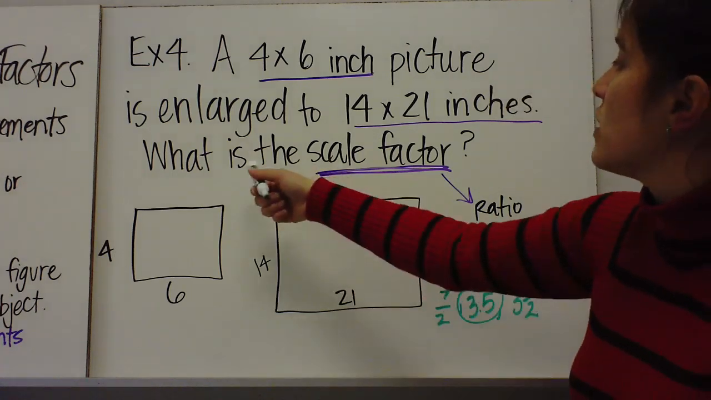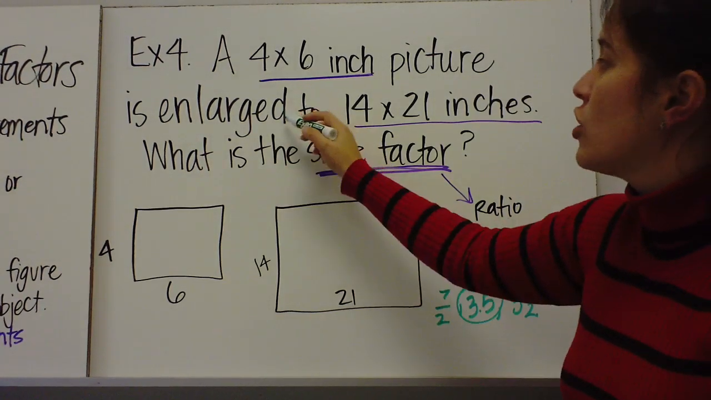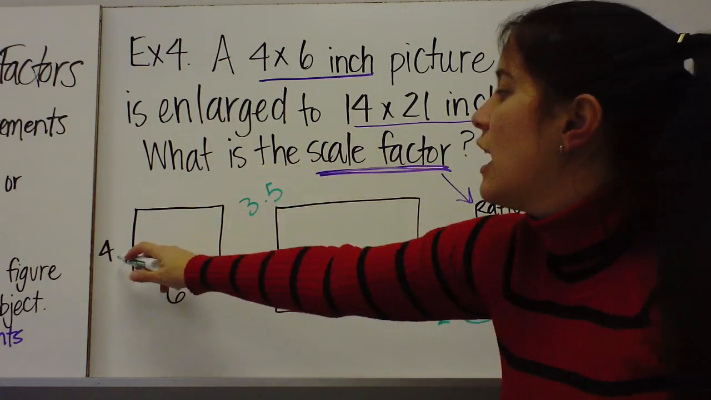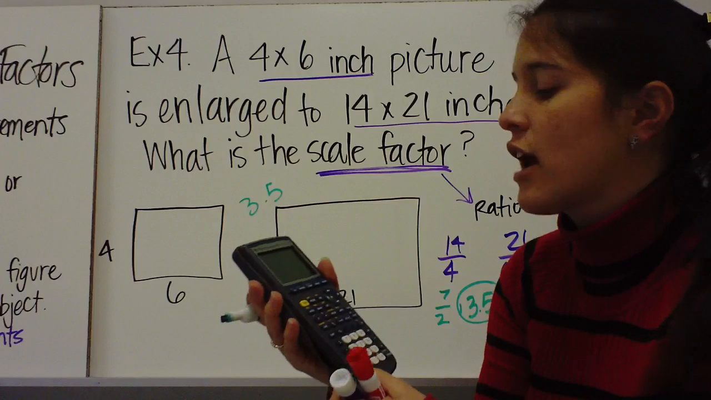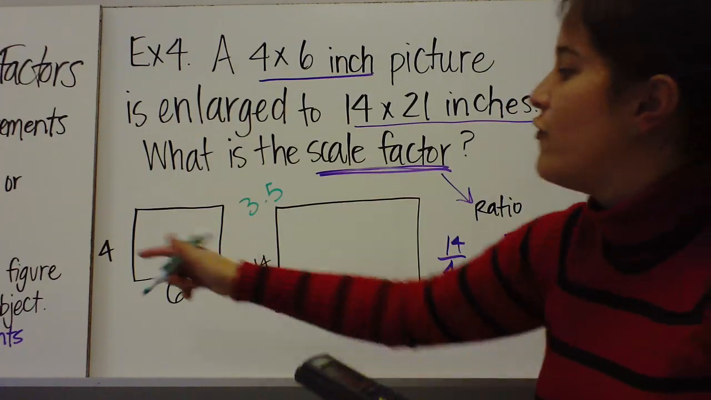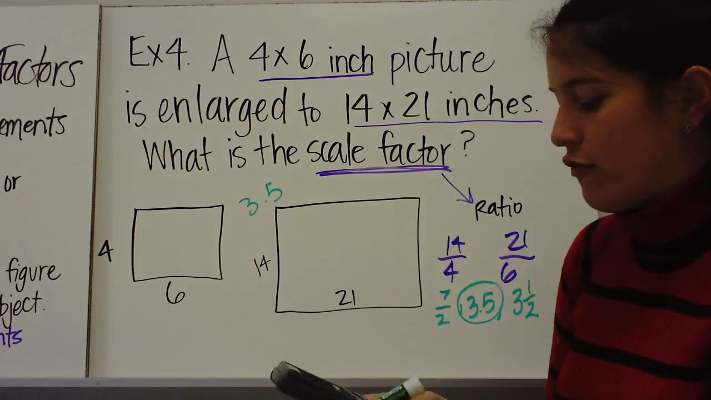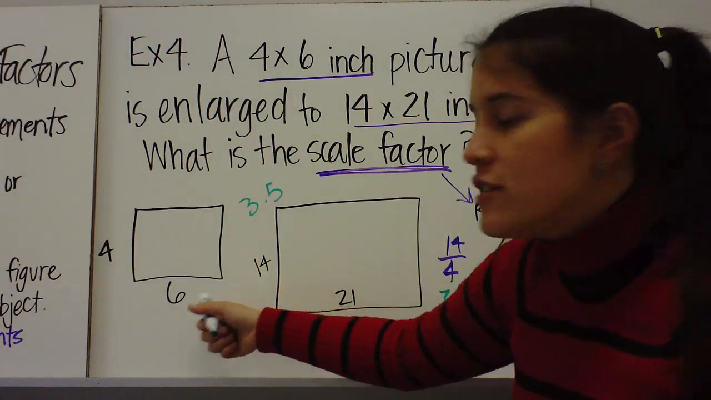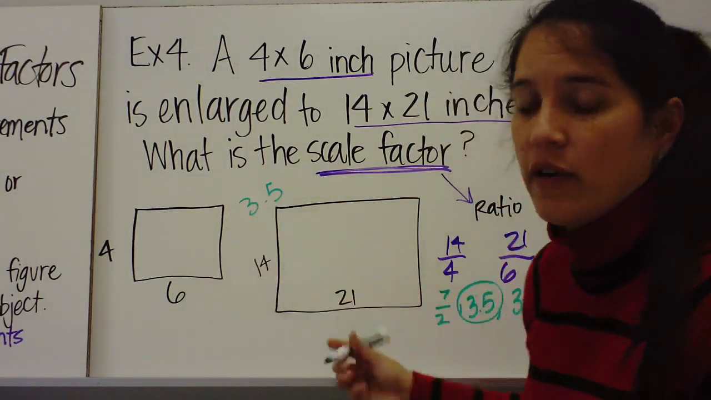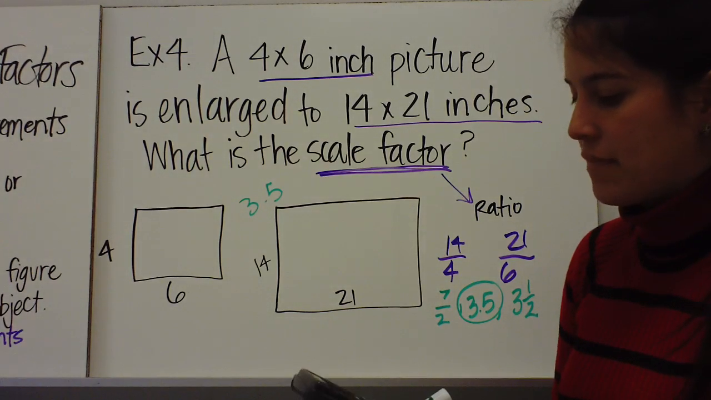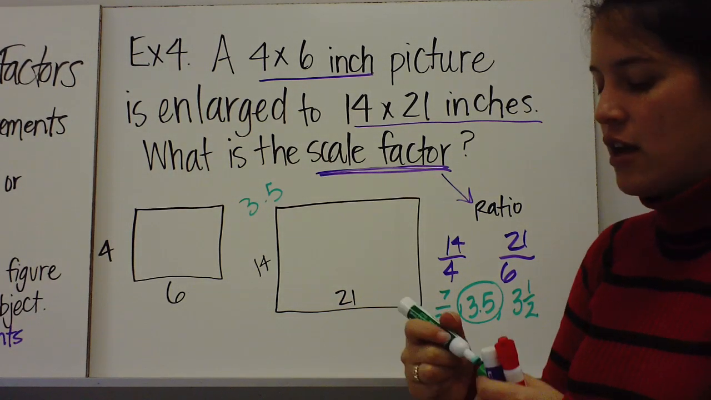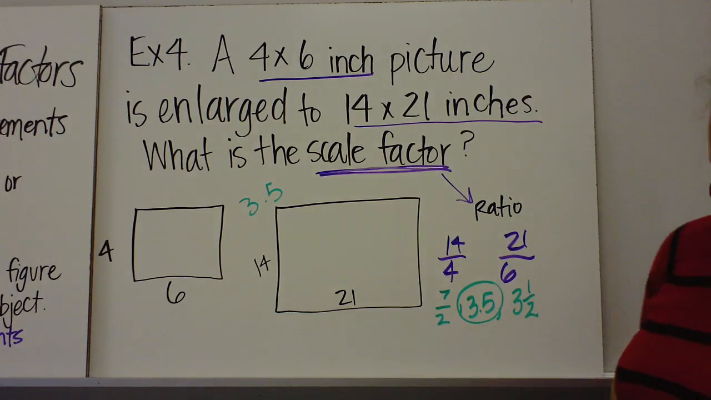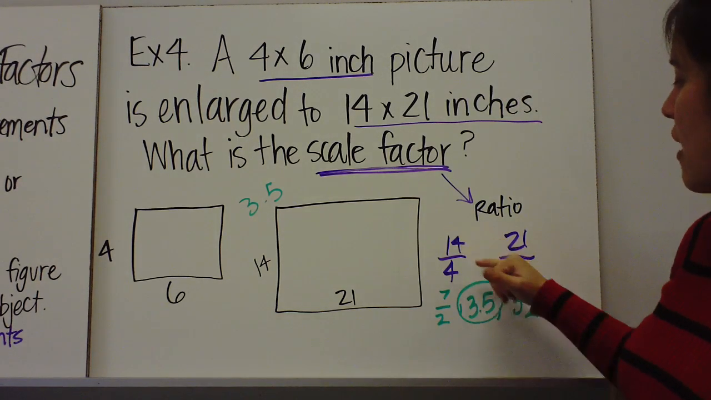So any of these, probably that one, but any of those would be the scale factor. So the question says, what's the scale factor? We enlarged it 3.5 times from here to here and here to here. So to double check, take your calculator and do 4 times 3.5. And that gives you 14. And then do 6 times 3.5. And that gives you 21. So the scale factor is 3.5, or 7 over 2. And I've just got my ratio.